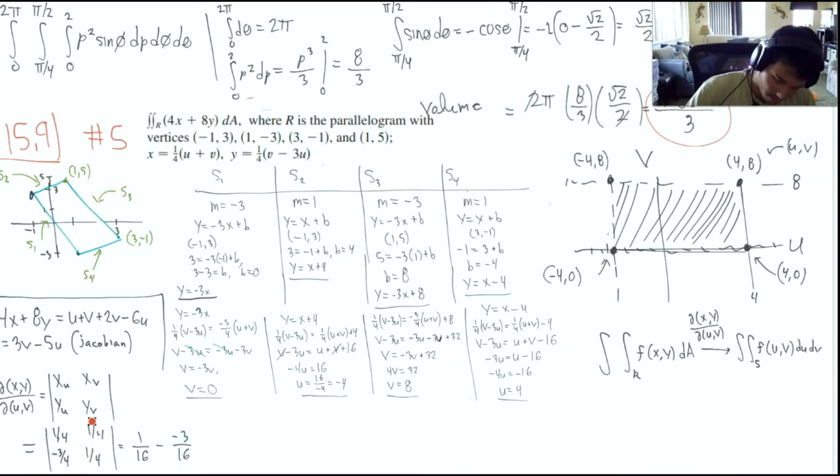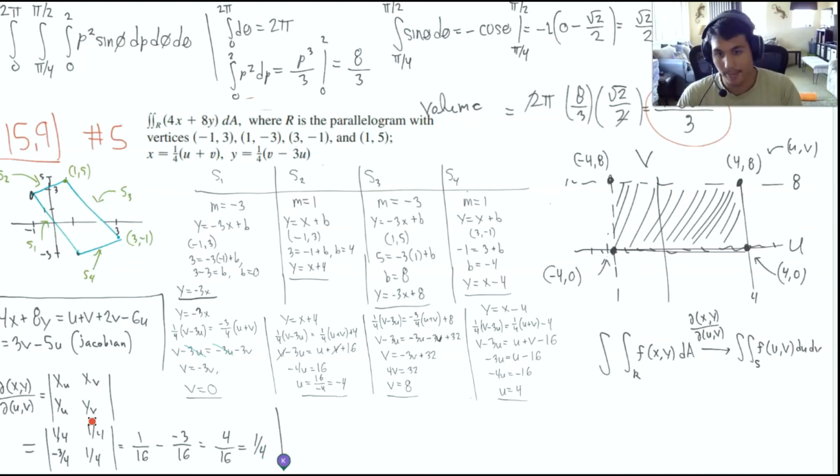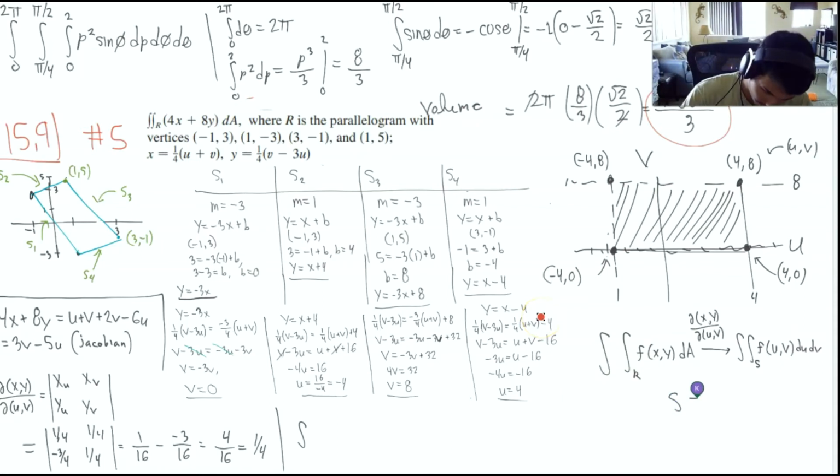All right, and then we get positive 4/16, which is equal to 1/4. Our Jacobian's 1/4. Okay, so our integral is actually, so I put du dv. So let's write a region of S real quick before we integrate. I'm going to write it over here. Okay, S. That is a terrible looking set.